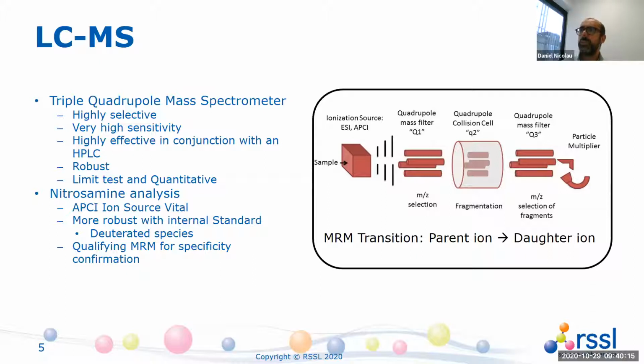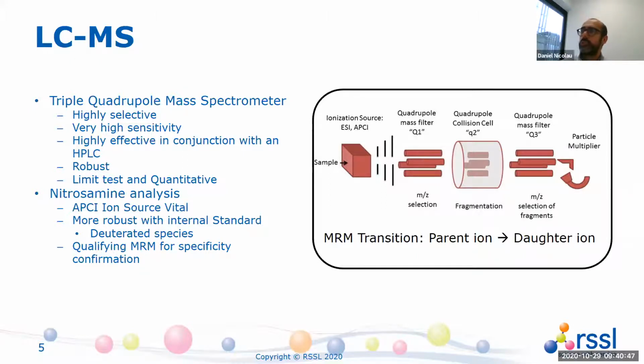And it starts with the ionization of your sample. Traditionally, electrospray ionization, or ESI, is the main ion source that is used in LC-MS triple quads, and it works for a variety of compounds. Unfortunately, it does not work for nitrosamines, and APCI, or atmospheric pressure chemical ionization, does work. It works incredibly well, and it is vital that you use APCI as an ion source moving forward.